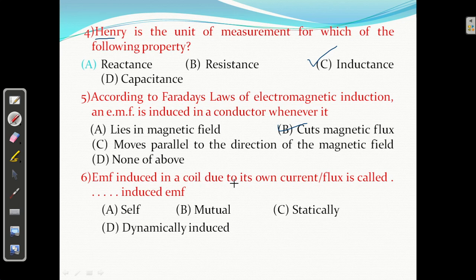Question number 6. The EMF induced in a coil due to its own current or flux changes is called as what? Self-induced EMF. It is not mutual, it is not statically induced, it is not dynamically induced. It is self-induced EMF. The EMF induced in a conductor due to change of its own current or flux is called self-induced EMF.